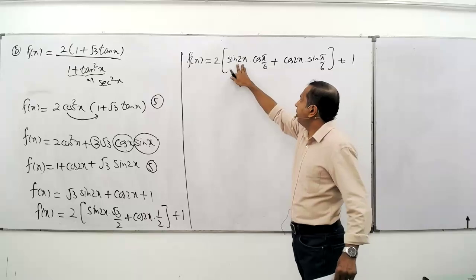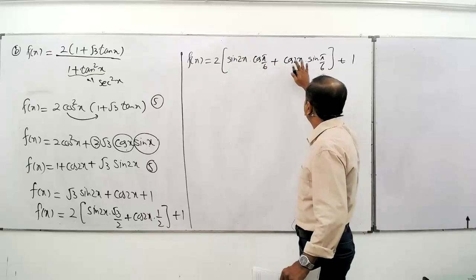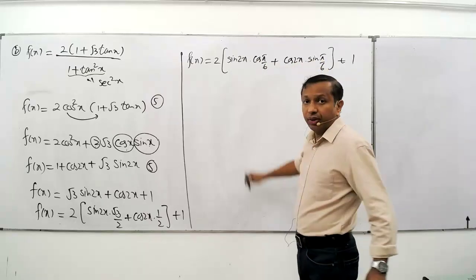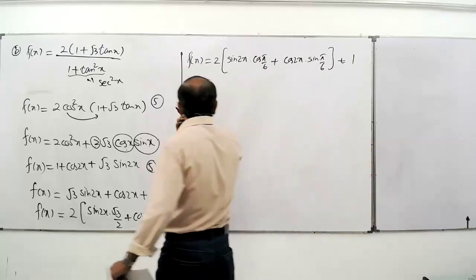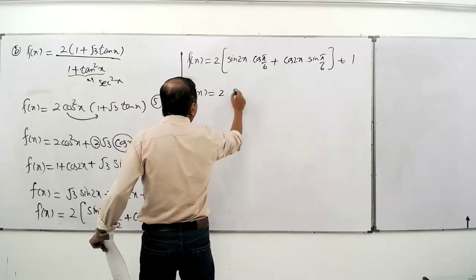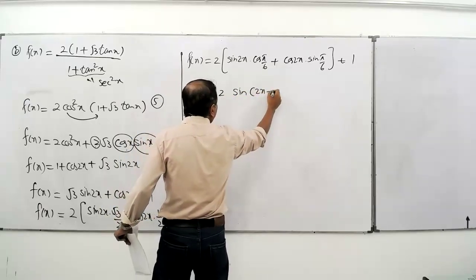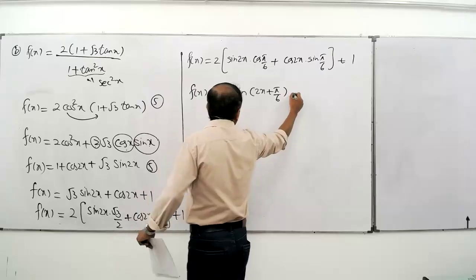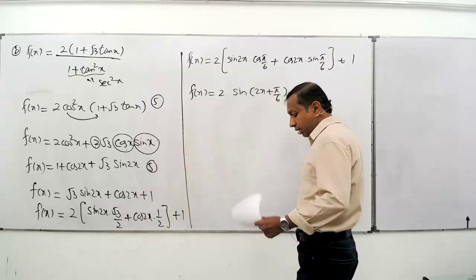Right? Sin A cos B plus cos A sin B. What is that? Sin (A plus B). Right, no? So f(x) is therefore 2 sin (2x plus pi by 6) plus 1. This is how we get.